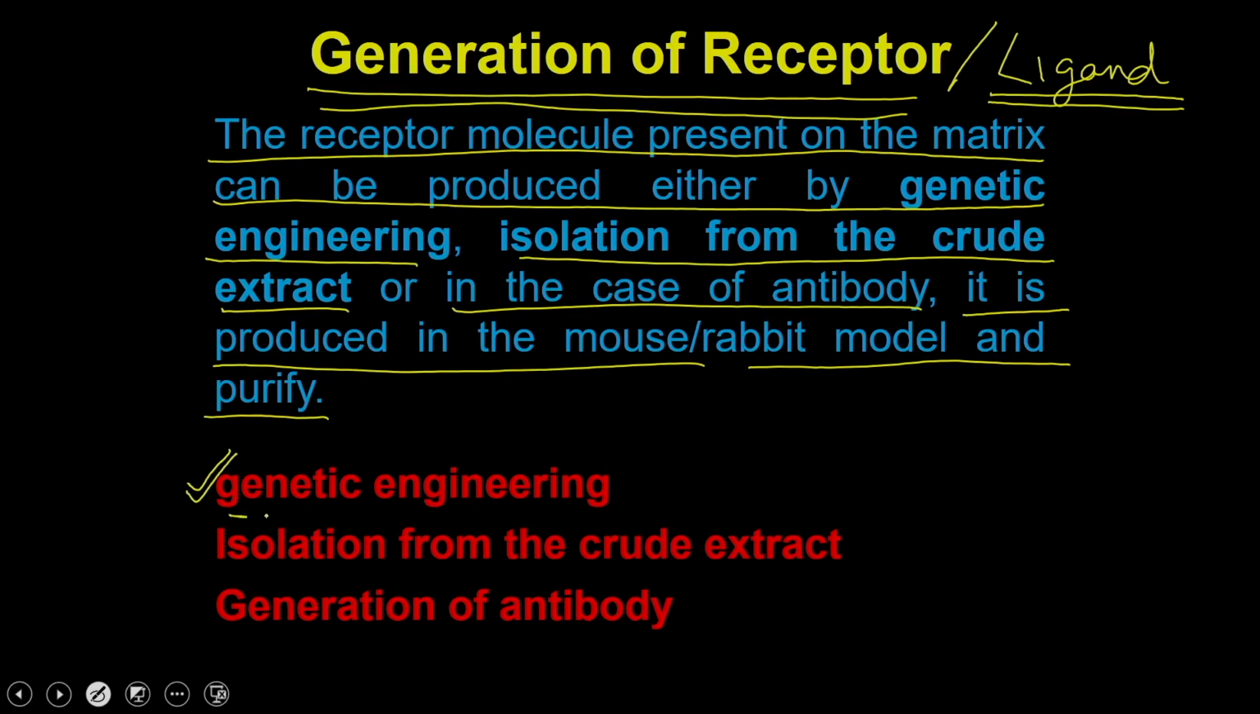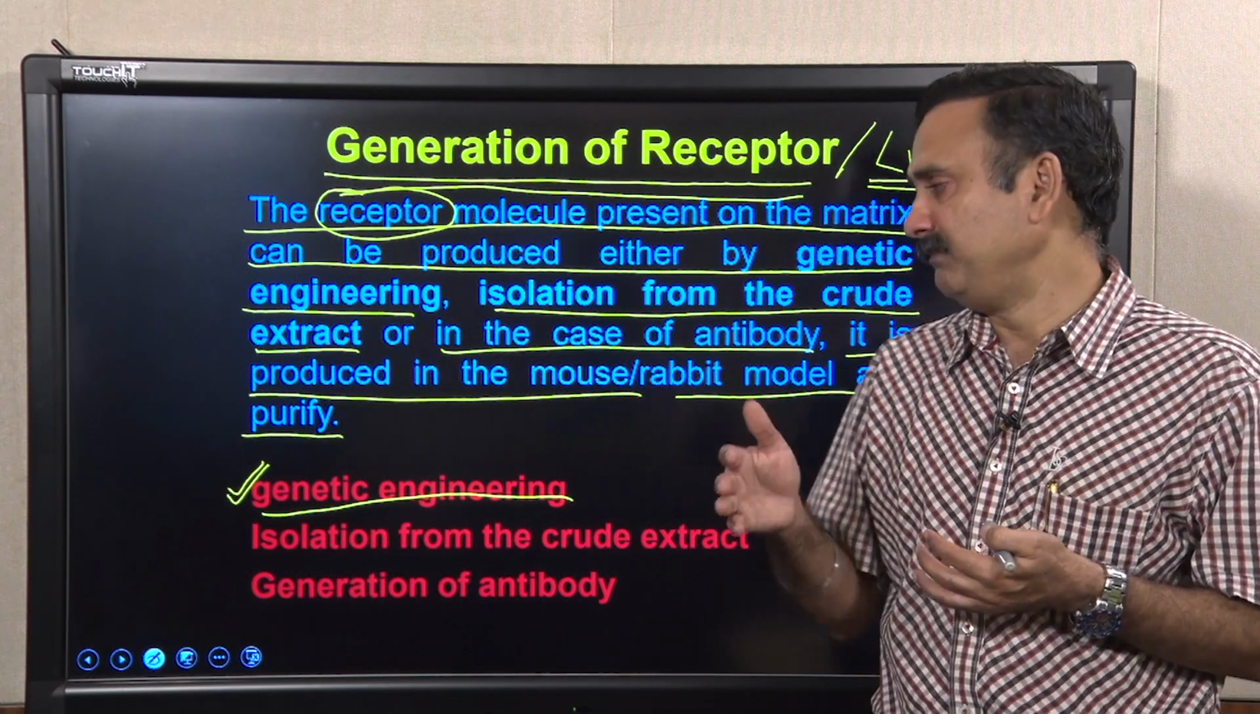You can genetically clone the gene which is responsible for a particular type of receptor, and then subsequently you can purify that receptor using recombinant DNA technology. You can put in some tag or some other kind of features, and then you can purify the receptors using other chromatography techniques.